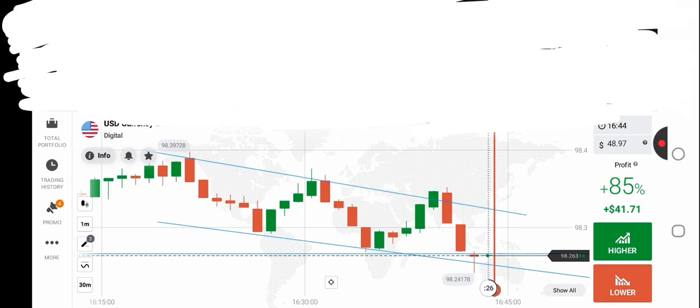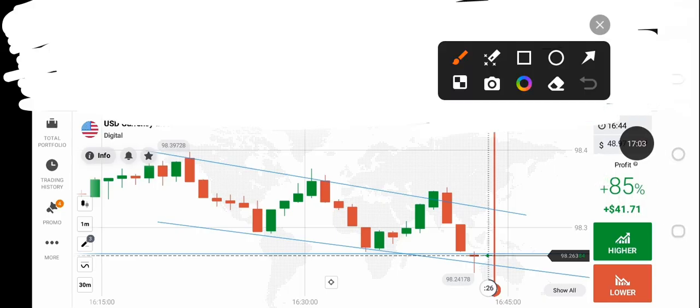So let's say at this area what we were seeing was a hammer candlestick. Let's say here is a hammer candlestick and then the market reverses. And then here also you look for a reversal candlestick, either a hammer candlestick, an inverted hammer candlestick, or a hanging man.